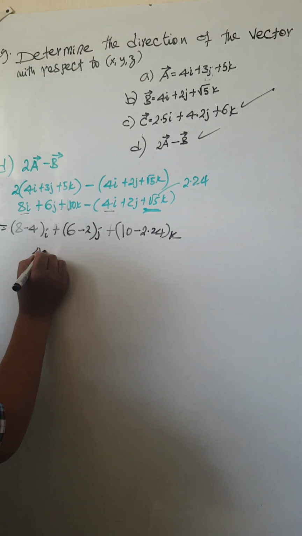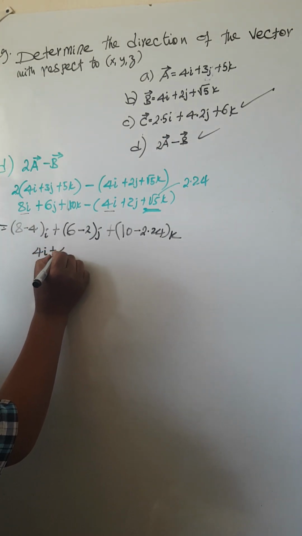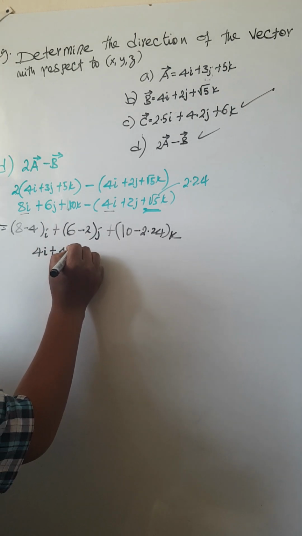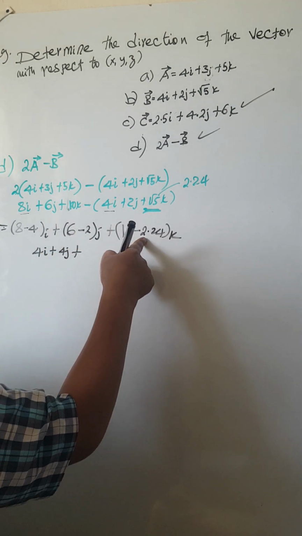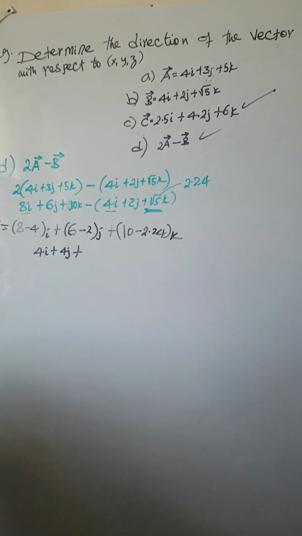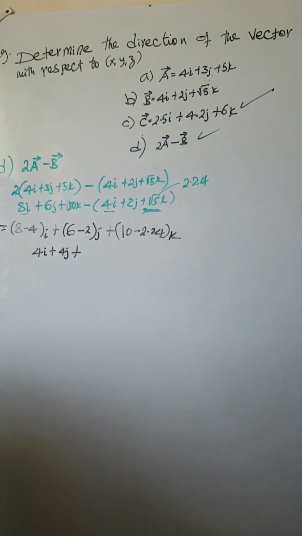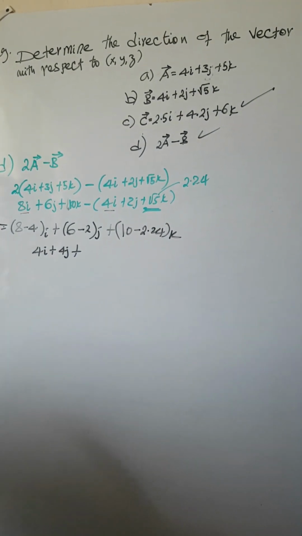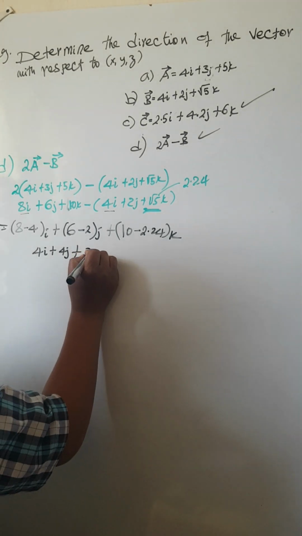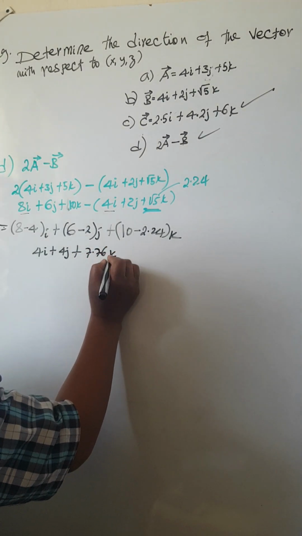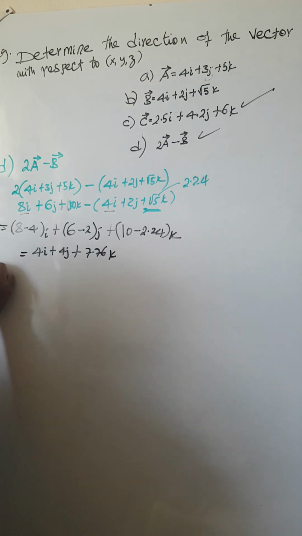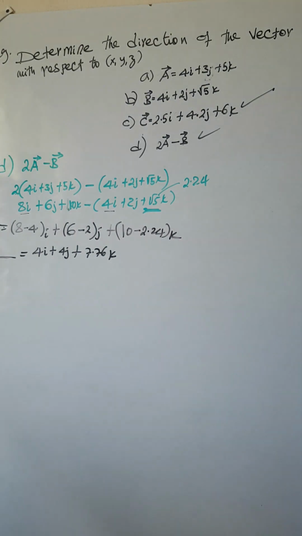providing 4I plus 4J plus 8 minus 2... 10 minus 2.24 is 7.76, 7.76 along K. This is the difference.